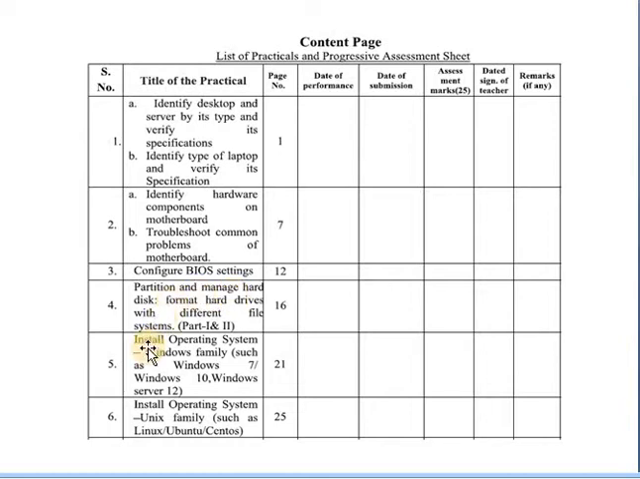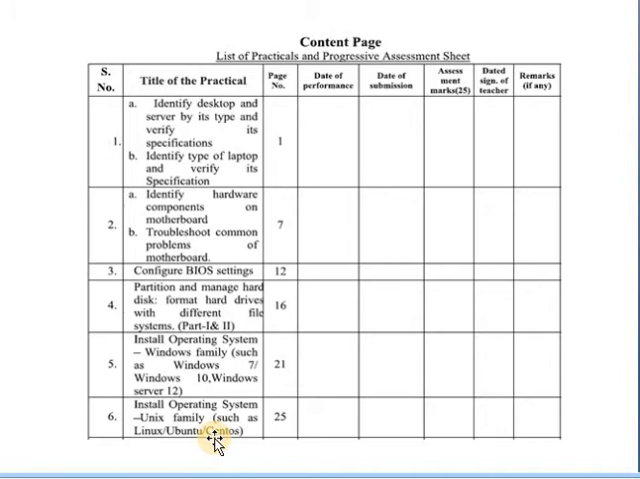Next, install operating system. Here in this experiment we install the Windows family operating system, that is Windows 7, Windows 10 and Windows Server 12. And the same for the installation of the Unix family operating system such as Linux, Ubuntu, CentOS, etc.